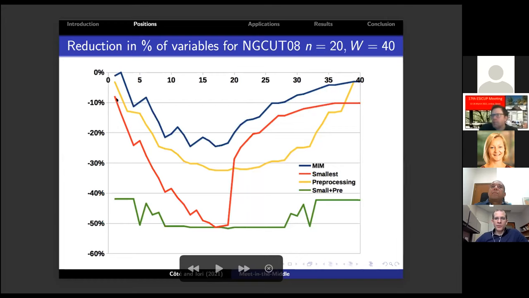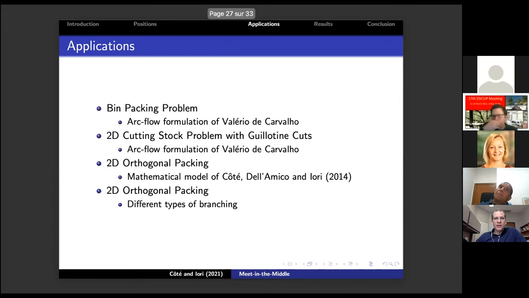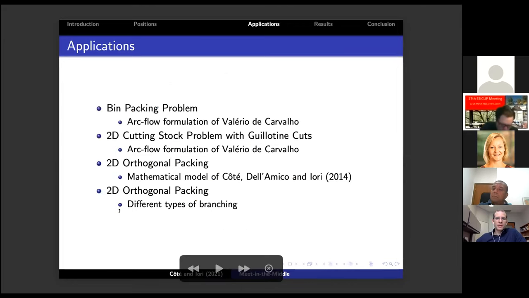If you apply the first preprocessing by fixing the smallest item, you can see an important reduction. So we have around maybe 25% here at the minimum, and here we can reach lower than 50%. Applying only the last preprocessing, you can reduce that further. And applying both, you get the best, you get at least 50% almost every time. I will test this meet in the middle on different problems, formulations.